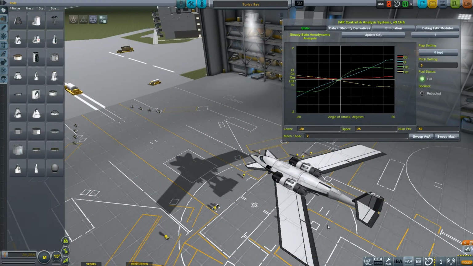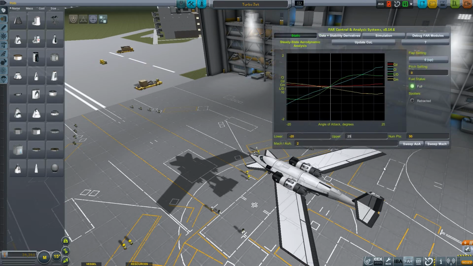The FAR graph is much more frequently discussed, less scary than the stability derivatives, and much easier to understand, which is probably why it is more frequently discussed. Let's give you a general overview. It has two methods: sweep angle of attack and sweep Mach.